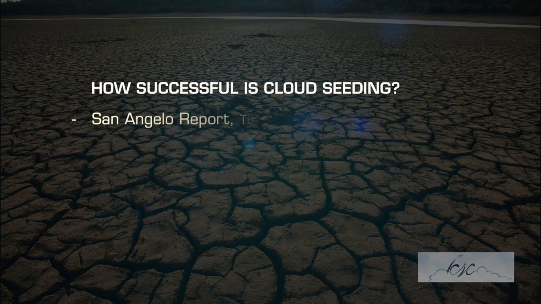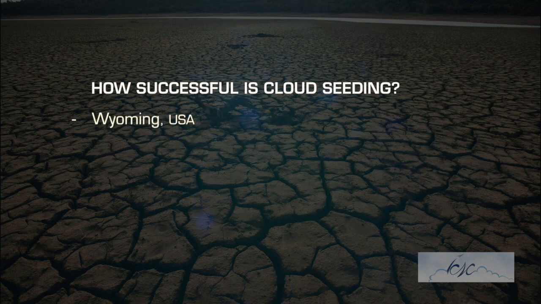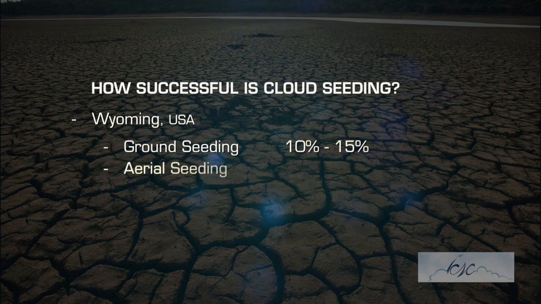In the San Angelo report, Texas, USA, a 30 years study indicated an enhancement between 28% to 43%. From an experiment at Wyoming, USA, the enhancement seen with ground seeding in the first session witnessed an enhancement of 10 to 15%. Aerial seeding in the second season saw an increase of 25%.